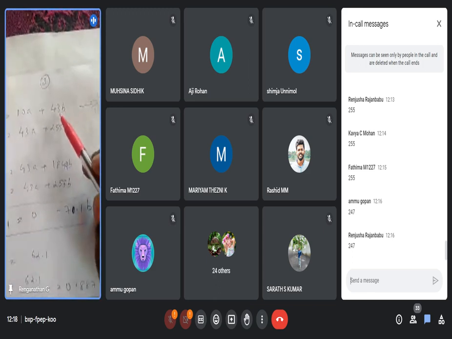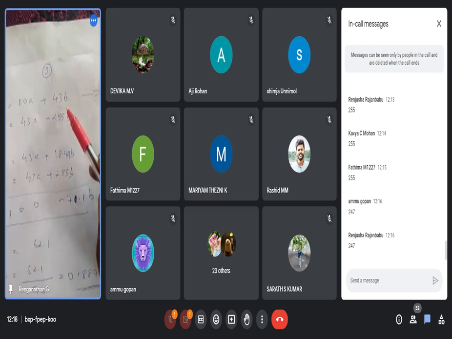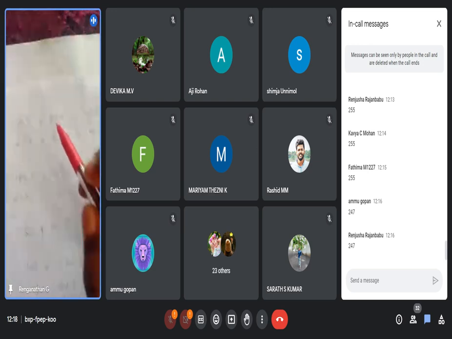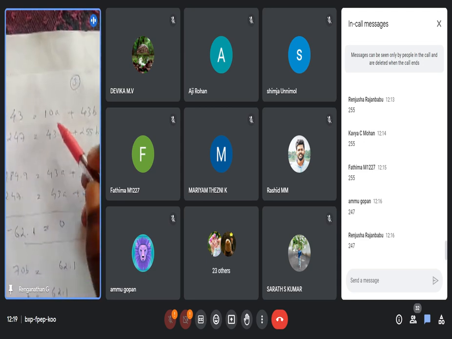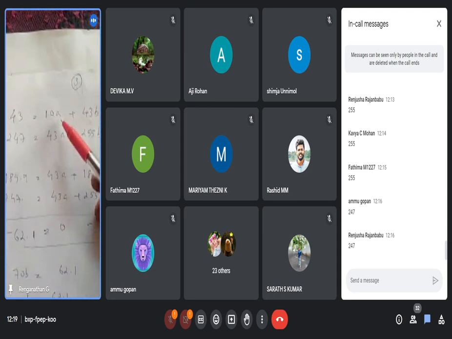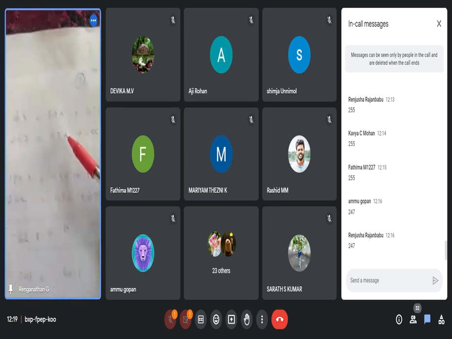Otherwise, we can look here also. This 43B and 255B should be equalized. Here I am going to equalize this one because this is comparatively the least figure, a small figure. So I'm using this. Now I am going to equalize 10A and 43A.